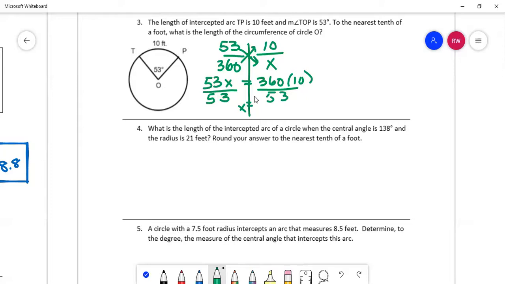Let's do 360 times 10. Oh, I could have done that. That's 3,600, divided by 53. And I get x is equal to 67.9245 dot, dot, dot, to the nearest tenth of a foot. There's the tenth place. The 2 tells me to keep it the same. My circumference is equal to 67.9.